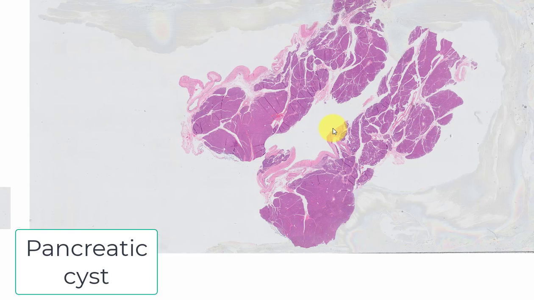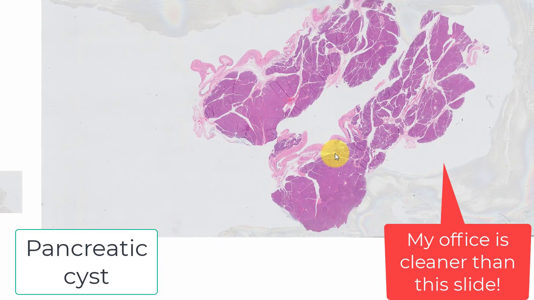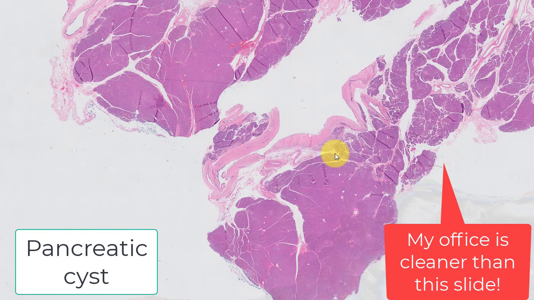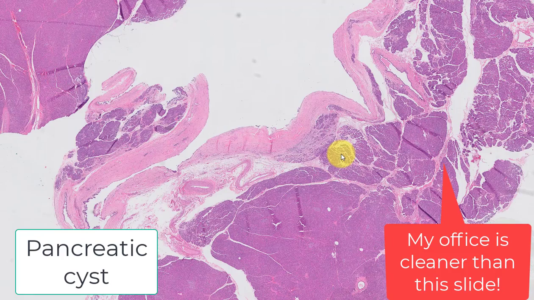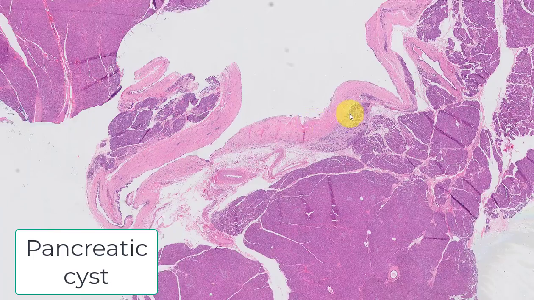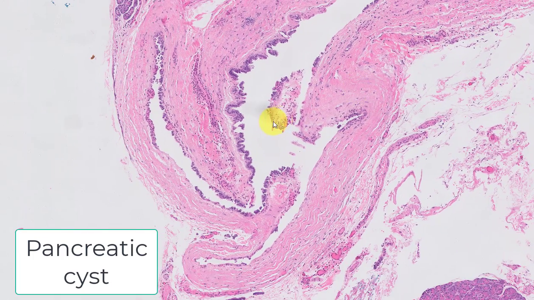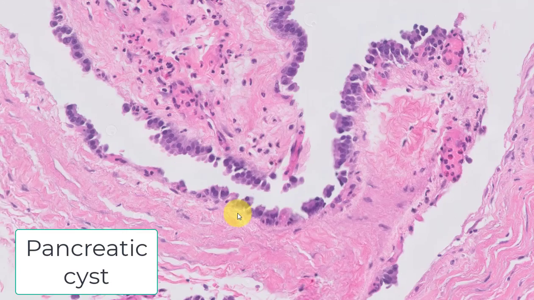Are you guys ready for a truly crazy case? As you can see, this is almost as old as me, the slide itself. It's from the pancreas. It was almost a unilocular cyst covered by a fibrous wall. A lot of the lining epithelium is denuded, but some of it is intact.